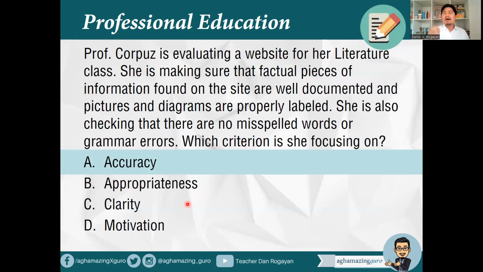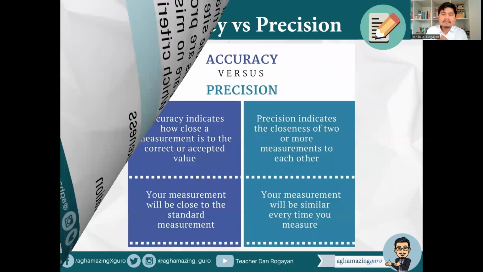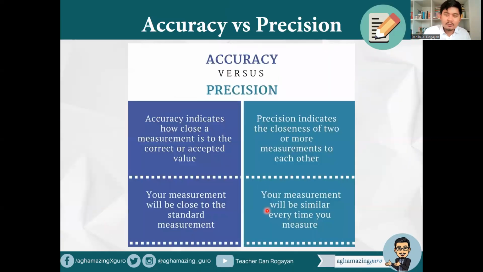Clarity would mean clear. So, the directions are clear, there is a clarity of learning outcomes that you would like to attain. That is part of clarity for instructional materials. And motivation would focus on how a specific instructional material engages students to take part in the classroom activities. Okay? So I'd like to elaborate this in the context of science.